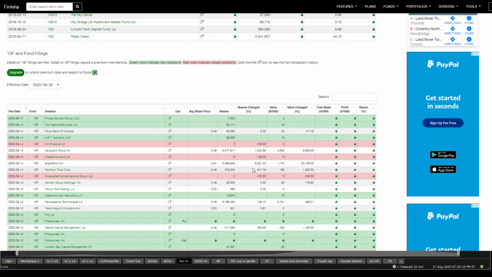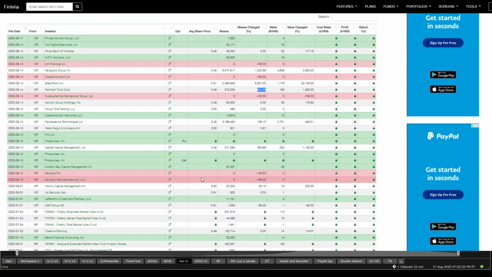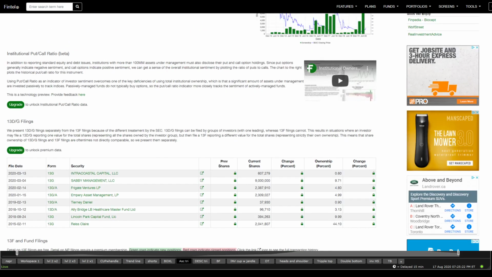Vanguard has increased their shares, and Northern. So actually the trend is more of adding positions rather than selling. You get to see August has been busy on this.